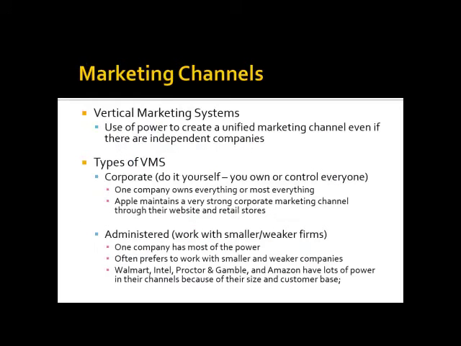With all the complexity and conflict in channels, especially when they're made up of independent companies, it's not surprising that marketers have tried to organize what they call vertical marketing systems. They use different sources of power to try to make a unified channel where there's less conflict. There are three basic types of these vertical marketing systems, or VMSs. The first is corporate. That's where one company owns or controls almost everybody in the channel.